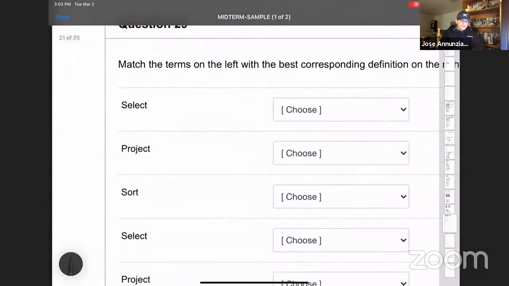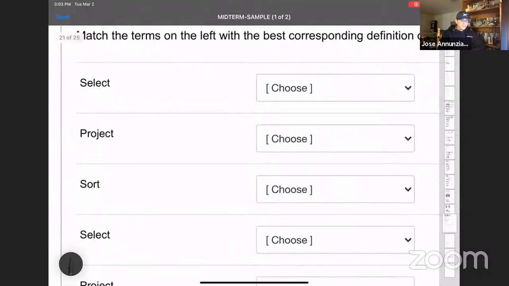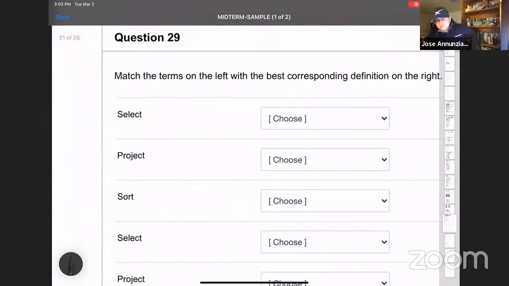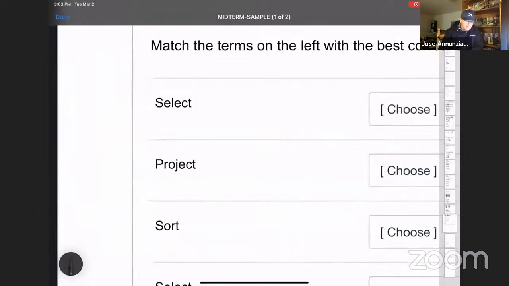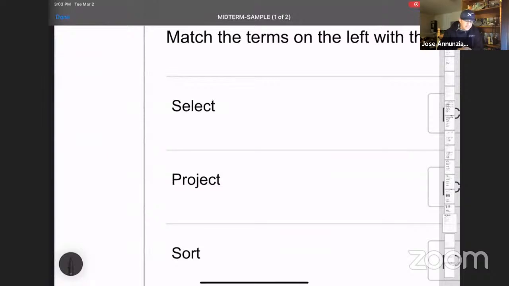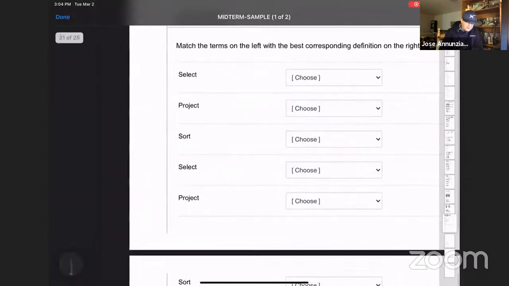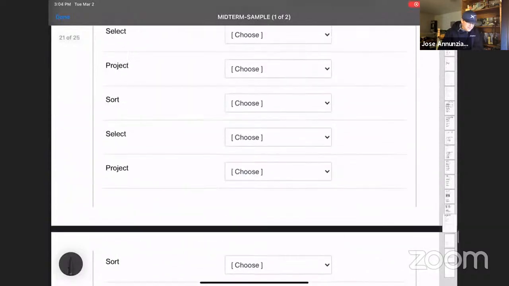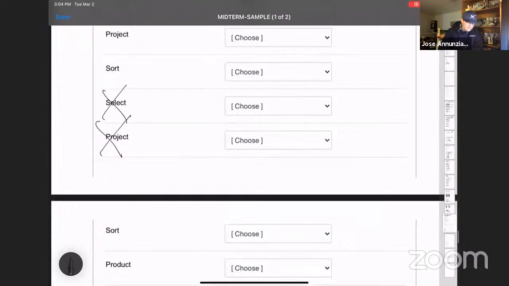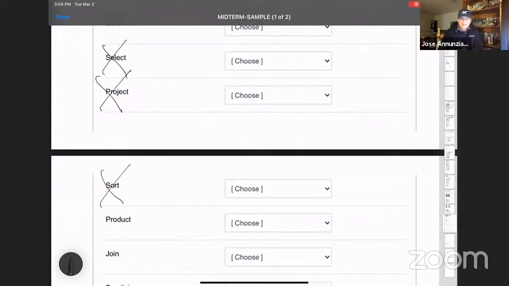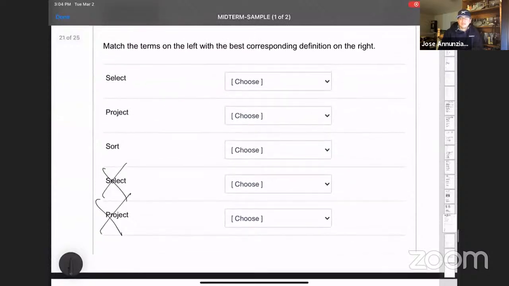Match the terms on the left with the best corresponding definition on the right. So this question is about relational algebra. In relational algebra, we had all these operations. Oh, there's a typo here too. There's a typo where project appears twice. Sorry about that. That's easy, because you're going to get double the points. So this was a question about relational algebra, and these were your one-table operations.